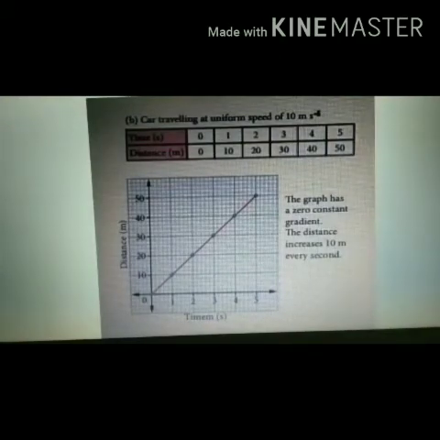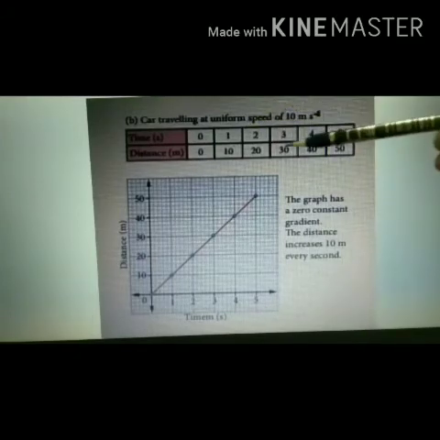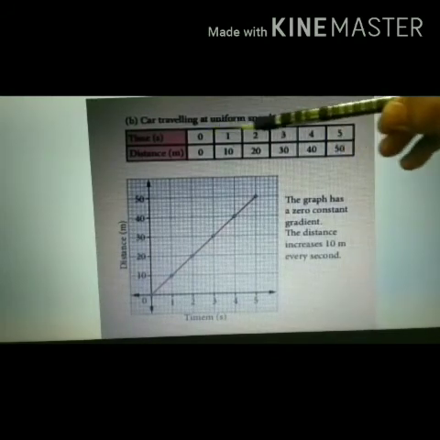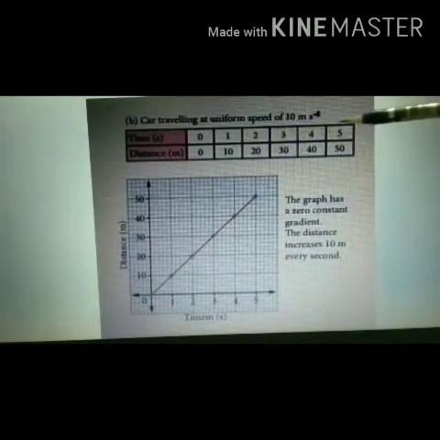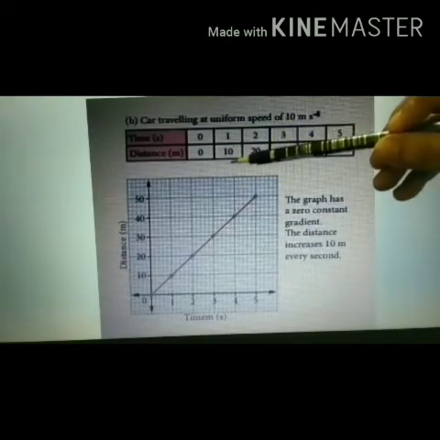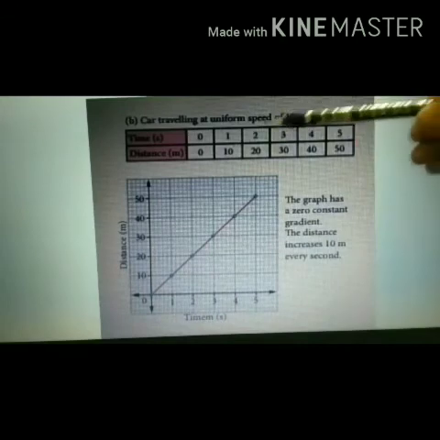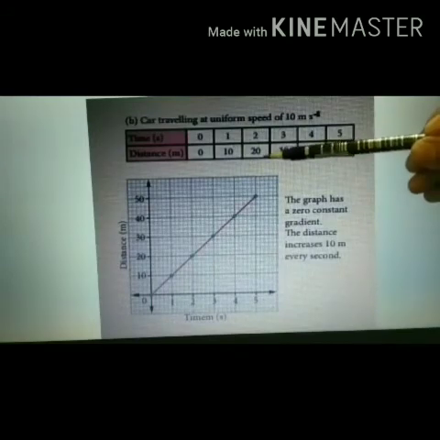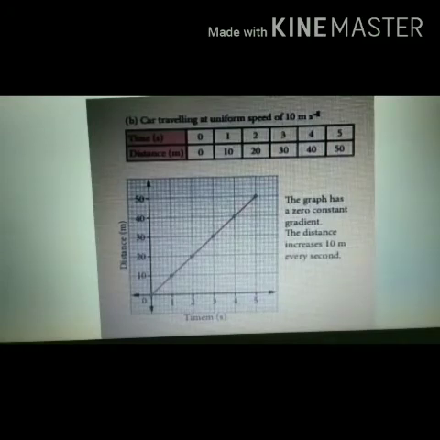Second one, car traveling in uniform speed. In case of uniform speed, the distance goes on increasing uniformly, by about 10 meter per second here. For example, time taken will be 1, 2, 3, 4, 5 while distance covered is 10, and increasing by 10, so you add 10 here, 20. Again you add 10 here, you will get 30. Likewise, it will go on increasing uniformly.